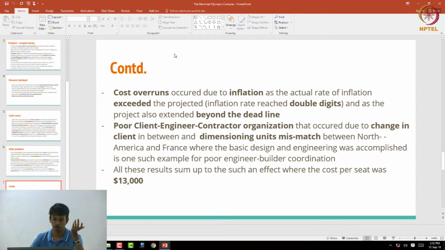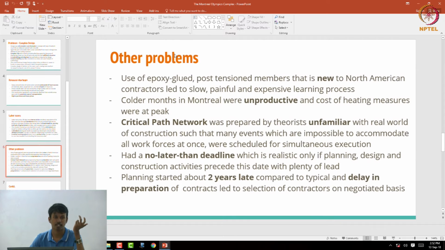That also led to a problem, and as a result of all this, when the stadium was opened, the cost per seat was $13,000. We can see that everything went wrong in this project.